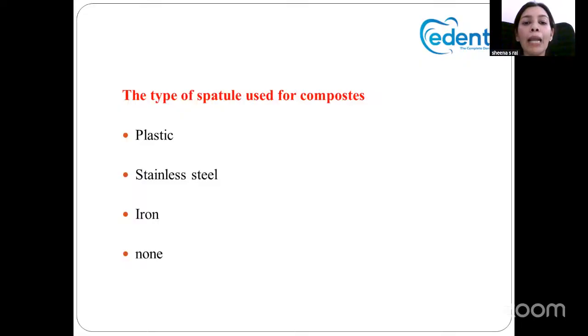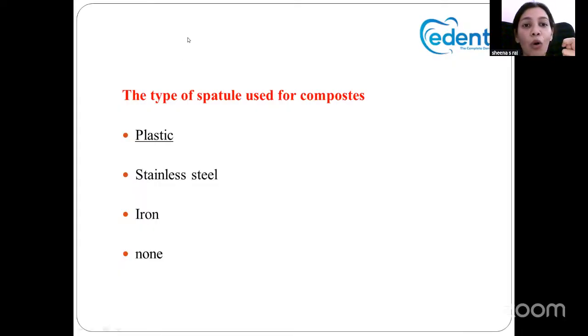Next, the type of spatula used for composites. We know that normally the spatula which we use is a plastic spatula. Please keep that in mind. That is because the other spatulas, like stainless steel spatula, iron spatula, etc.